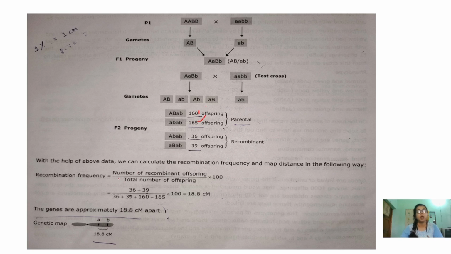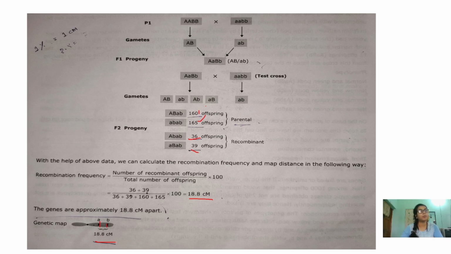Normal formula, that is map distance equals the number of recombinant offspring divided by the total number of offspring. Here the number of recombinant offspring is 36 plus 39, divided by the total, which means you need to add up 160, 165, 36 and 39, into 100. So you get the answer, that is 18.8 cM. You can see here the genetic distance between A and B is 18.8 cM.